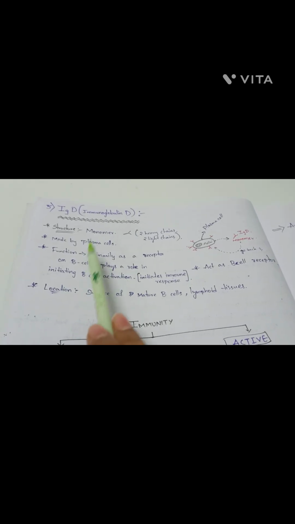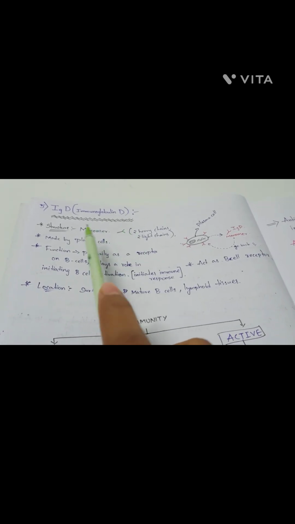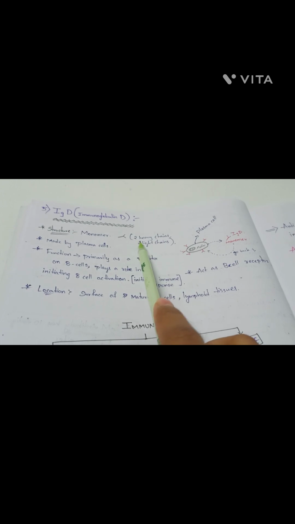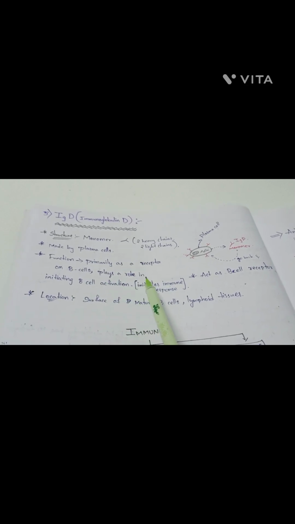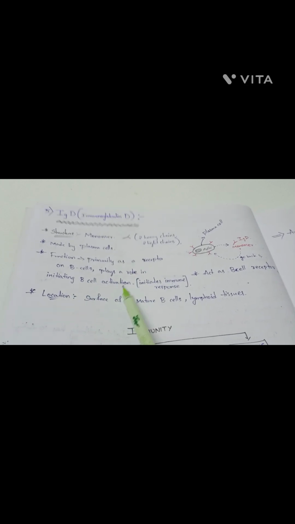The last one, IgD, immunoglobulin D. The structure: monomer, 2 heavy chains, 2 light chains, made by plasma cells. Function: primarily as a receptor on B cells, plays a role in initiating B cell activation, initiates immune response.